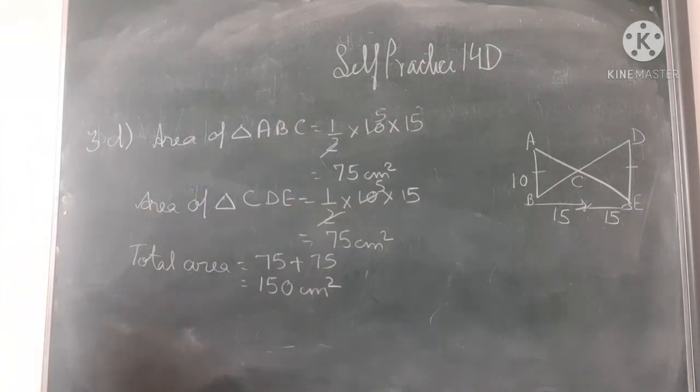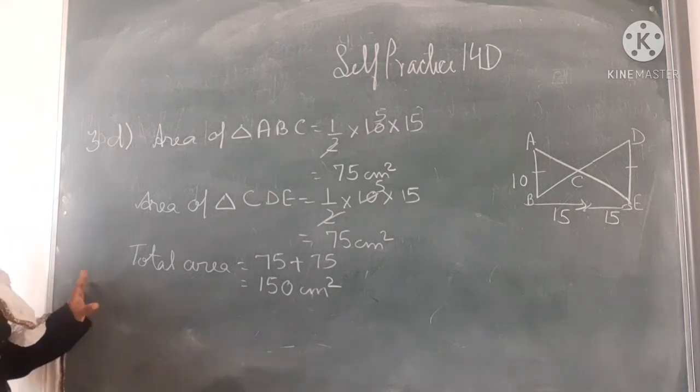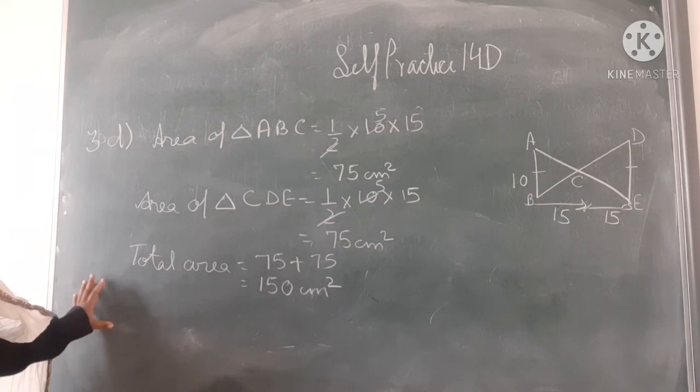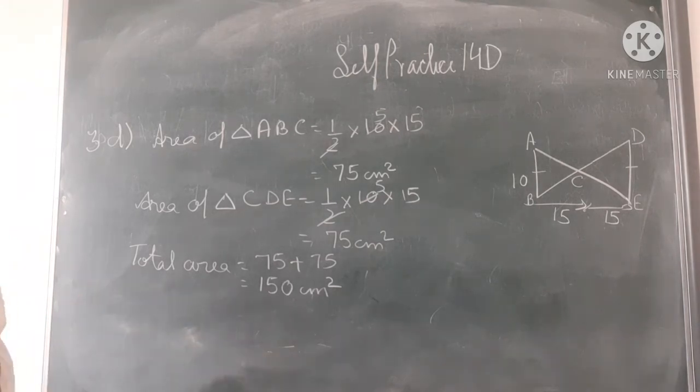Okay, what is the total area here? 150 centimeter square. Firstly you will find area of triangle ABC, then you will find area of triangle CDE, and after that you will add both the triangles. So how much you are getting here? You are getting 150 centimeter square.